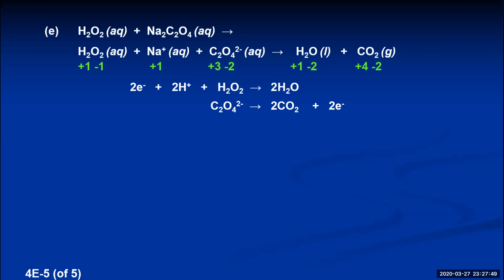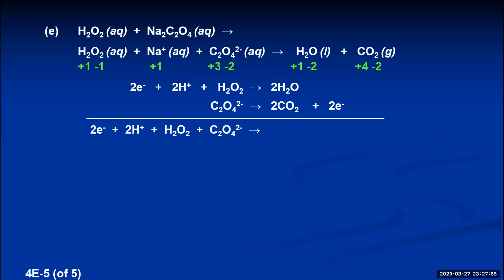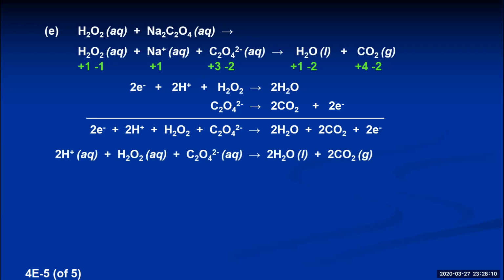And here in our last one, how fortuitous, the number of electrons gained and lost are exactly equal, so I can just add these together. I'm going to get 2 electrons plus 2 hydrogen ions plus a hydrogen peroxide molecule plus an oxalate ion yields 2 water molecules plus 2 carbon dioxides plus 2 electrons, and the electrons cancel out, and that's going to give you your final net ionic equation: 2H+ aqueous plus H2O2 aqueous plus C2O4 2- aqueous yields 2H2O liquid plus 2 CO2 gas.